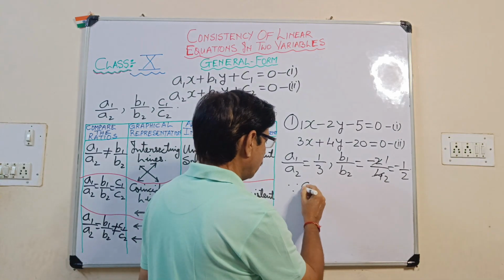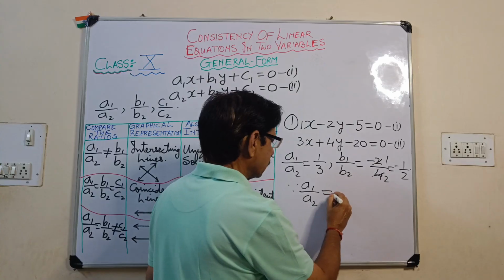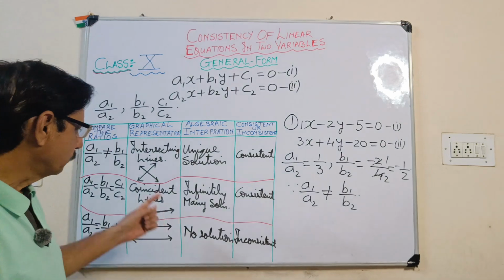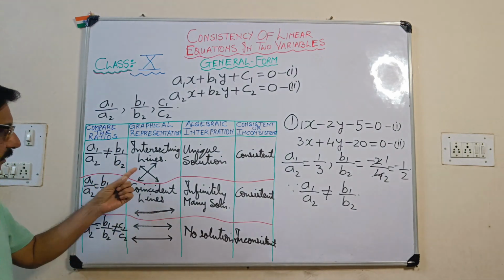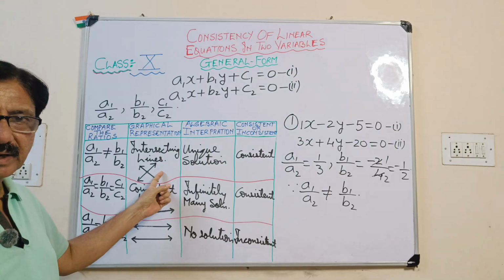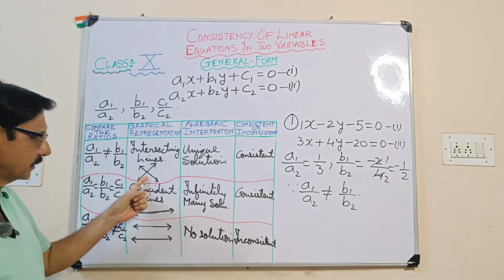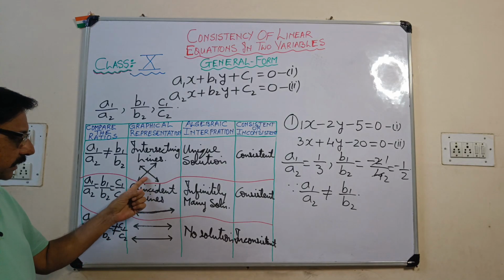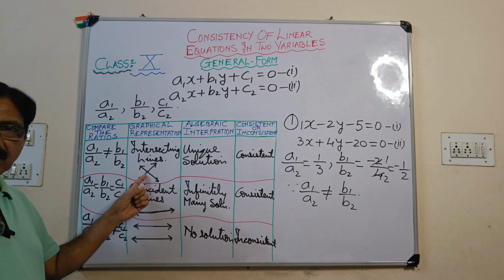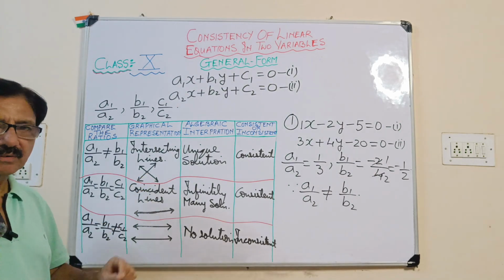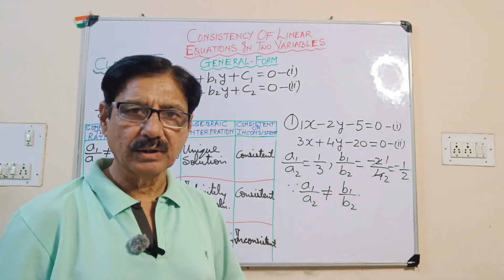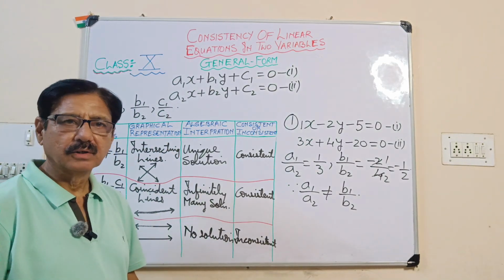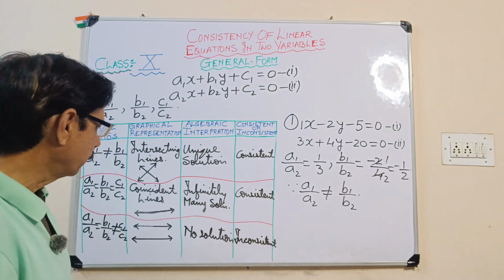So you can write here that because a1 by a2 is not equal to b1 by b2, the first condition applies. If we solve graphically, we will get intersecting lines. When we represent the two lines on a graph, they will cut at one point, and the coordinates of that point will be the solution of the equation. You know the abscissa and ordinate; when we do the graphical method in the next video, I will explain it in detail.